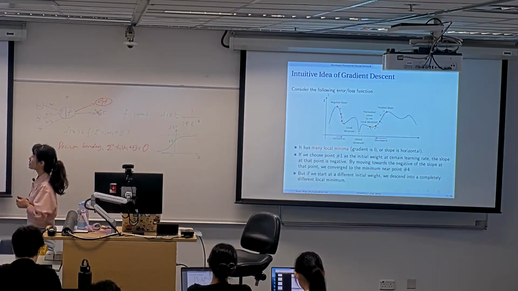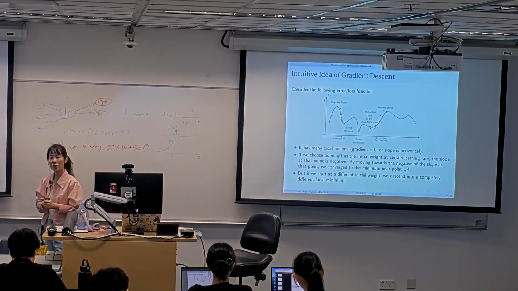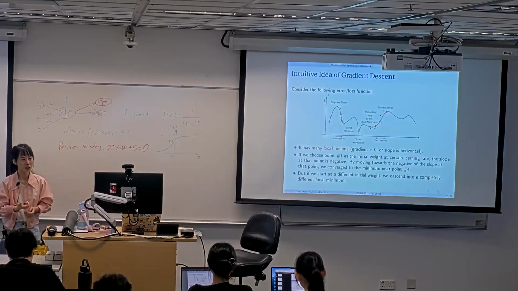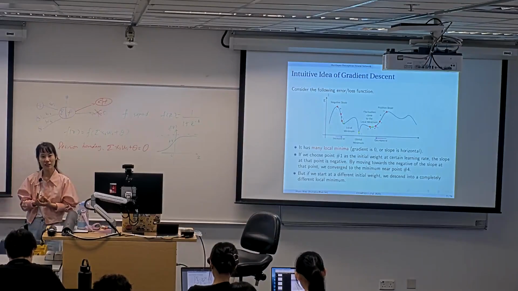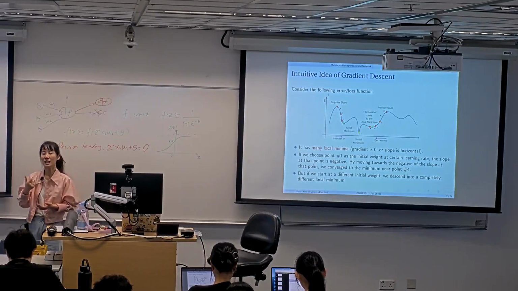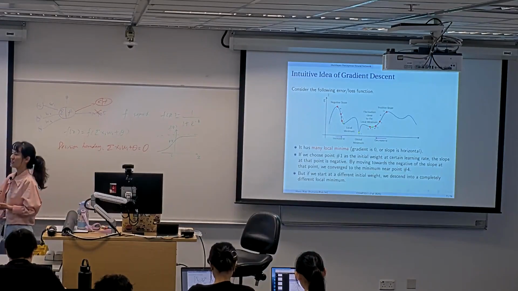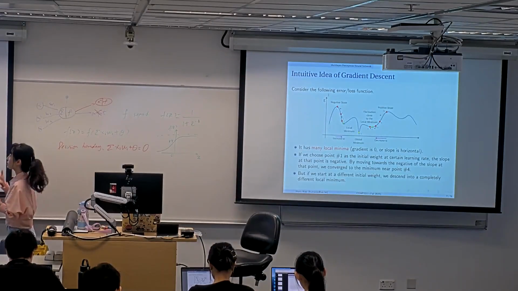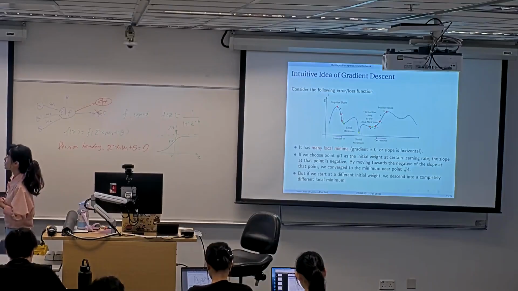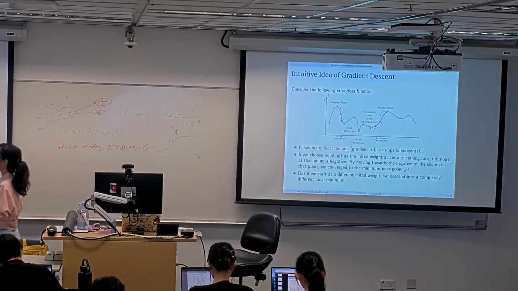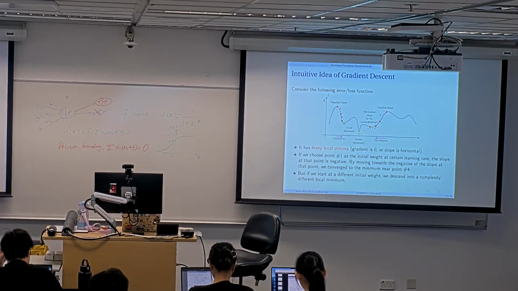Then the intuitive idea of gradient descent is that we start from some initialization and then try to update it to minimize this error function. So suppose we choose point 1 as the initial weight. That's here. Just suppose our initial value of w is there. And then, of course, we will update it with a certain learning rate.